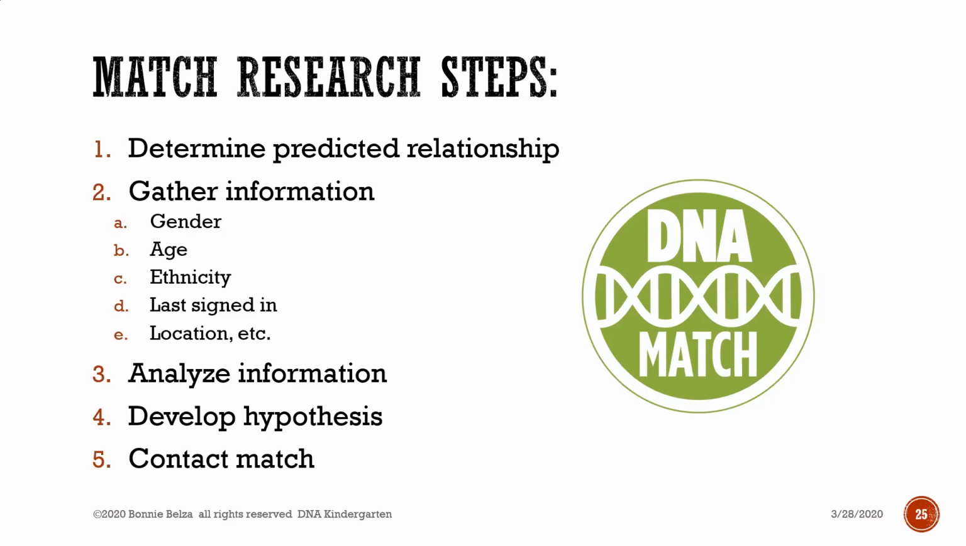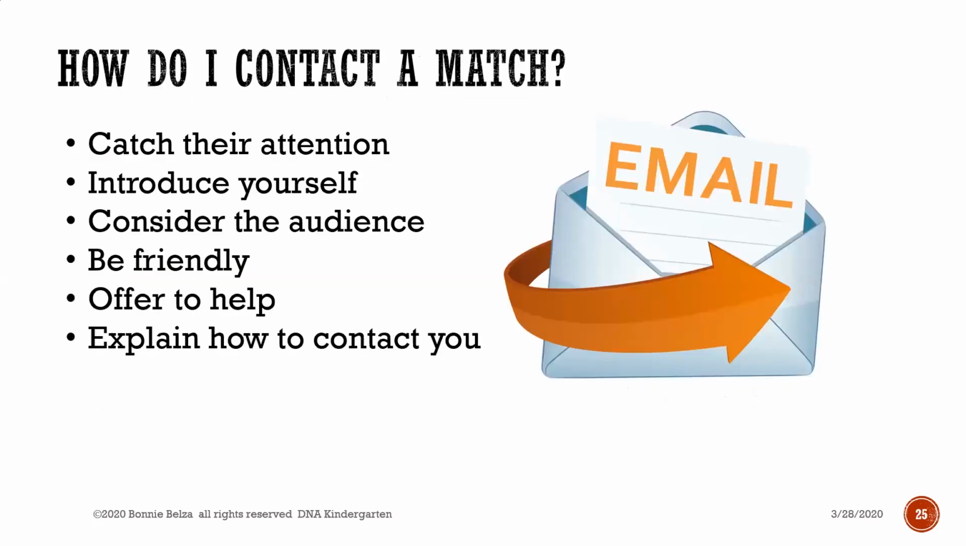The last step is to contact your match. Don't immediately reach out to someone and ask them, I think we're related. Do you know how? That's not going to be very productive. After you've done the first 4 steps is when you want to reach out and contact your match. So how do you go about contacting a match?